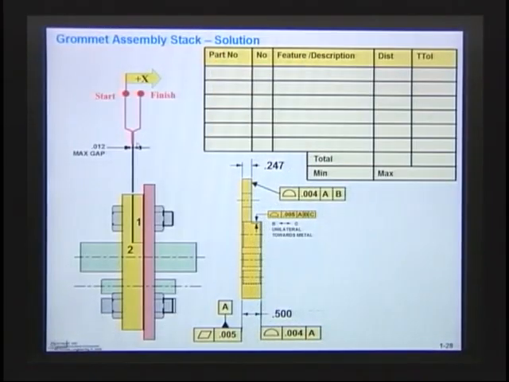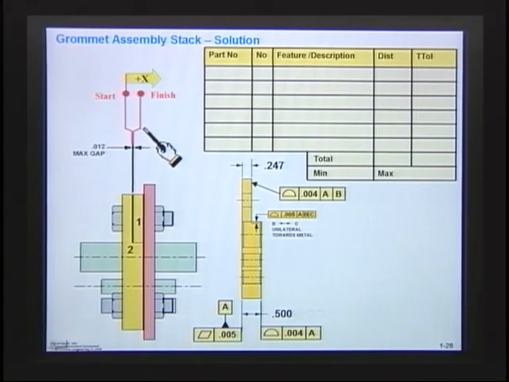Well, welcome back. We're looking at the solution to the grommet. We were doing a tolerance stack, and one of the first things that we had to do was take a look at our graphic here. This was our start. We had to label a start and a finish, and remember, we always label from start to finish as plus X, and we're always going to start on the left-hand side.